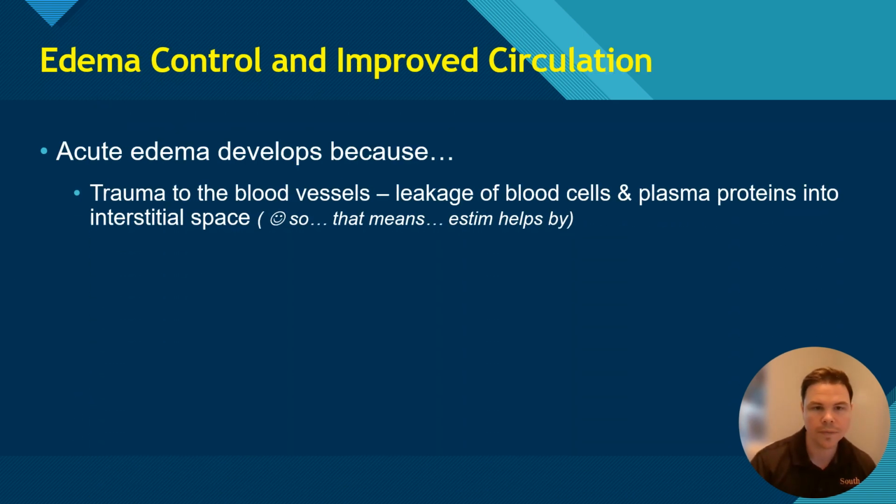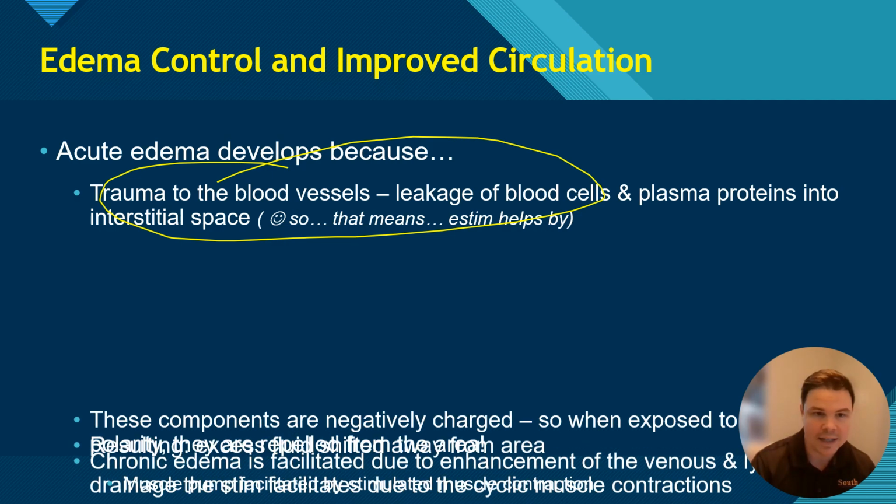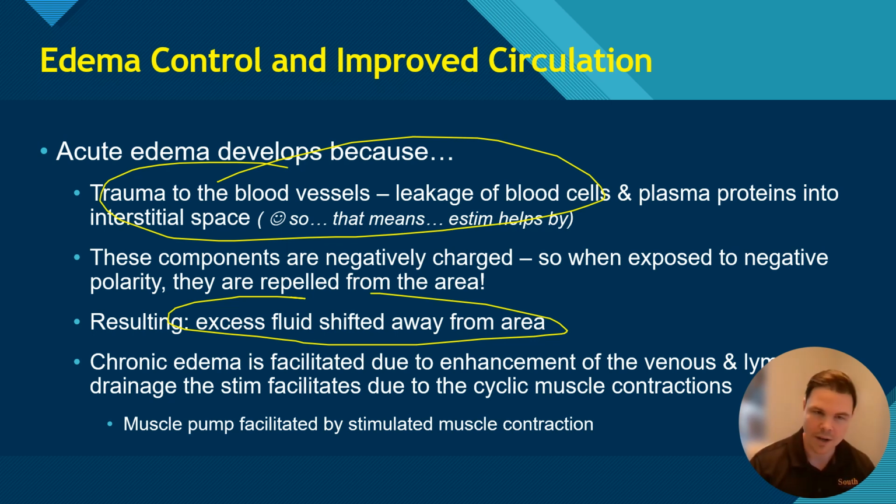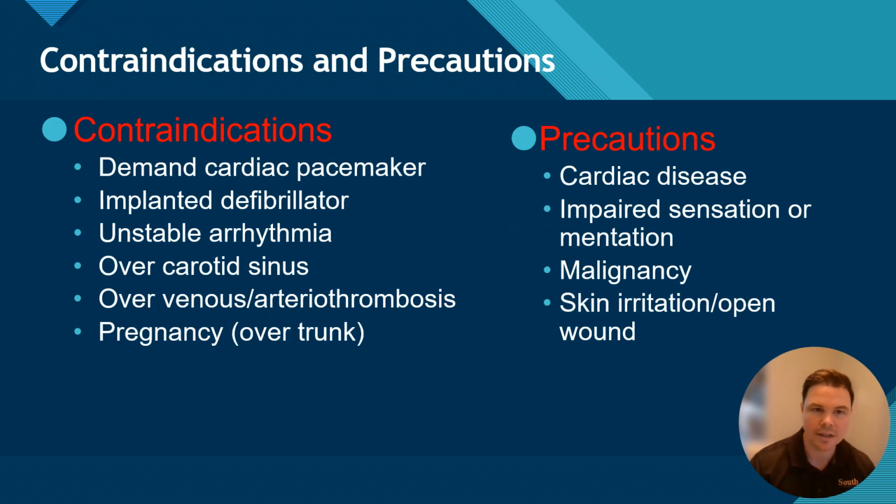Edema control. Here you have trauma to the blood vessels and leakage of the blood cells and plasma proteins into the interstitial space. That's what acute edema is. So these components are negatively charged. So when they're exposed to a negative polarity, the idea is that they're going to be repelled from the area. So you get excess fluid shifted away from the area. This is one of the proposed benefits of neuromuscular stimulation for edema related conditions. So that's a polarity related issue or effect of NMES.